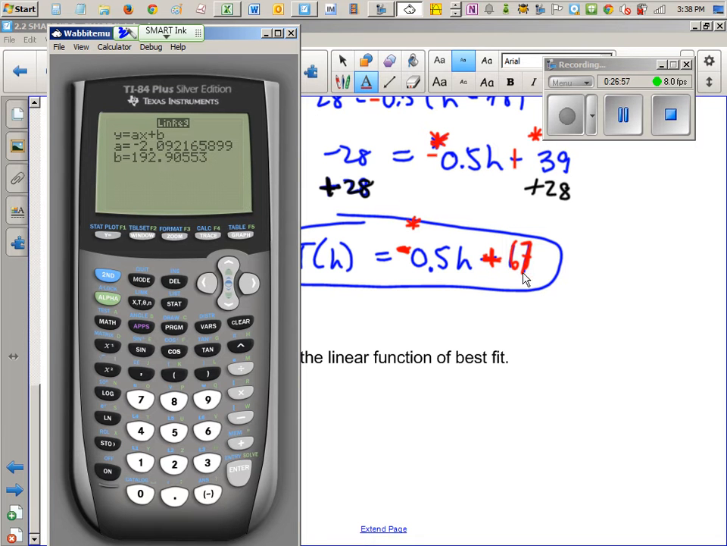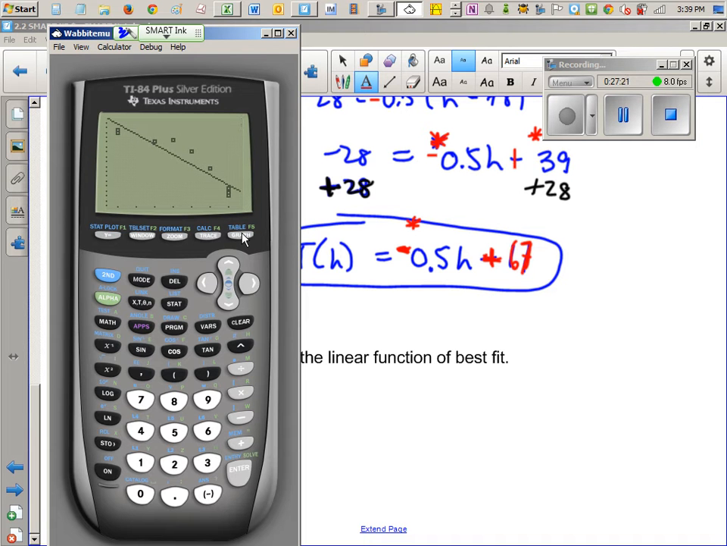Let's see how their graph compares in fitting the data compared to my graph. If you press y equals, you'll see it's already stored here for you. The calculator stored it under y1 equals. There it is, down to the nearest 10 billionths or something. All right? Super accurate. If you press graph now, check this out. Here comes this line. Look how well that thing fits the data.